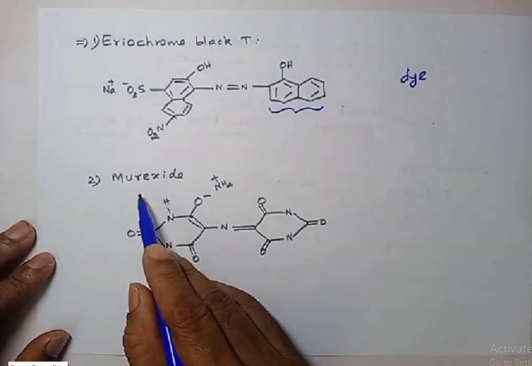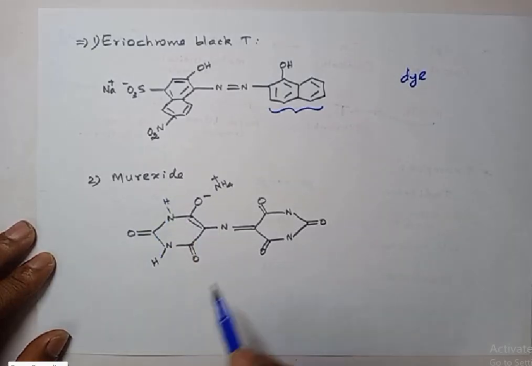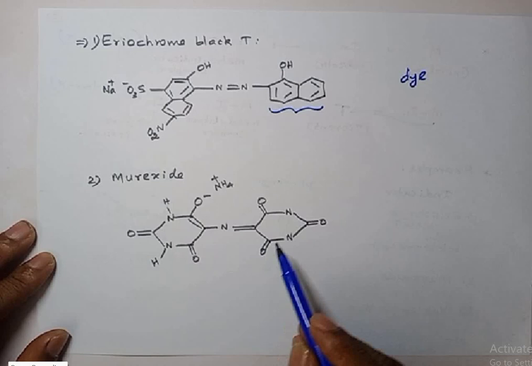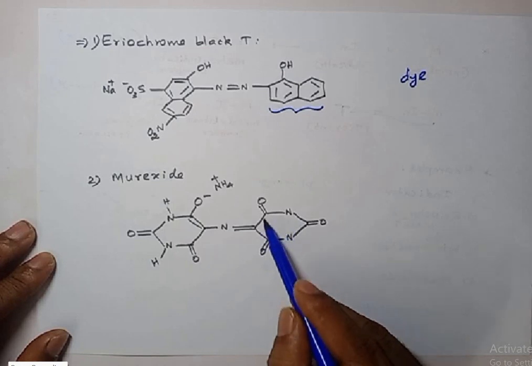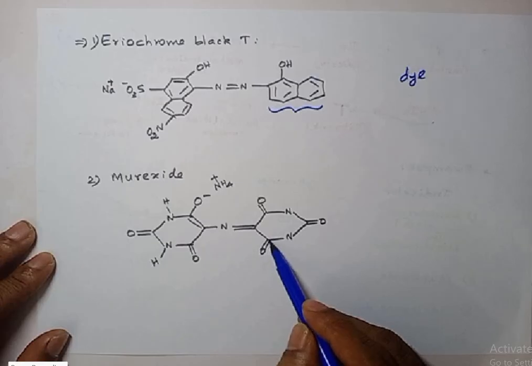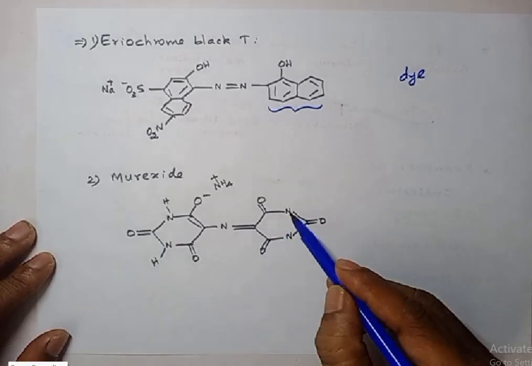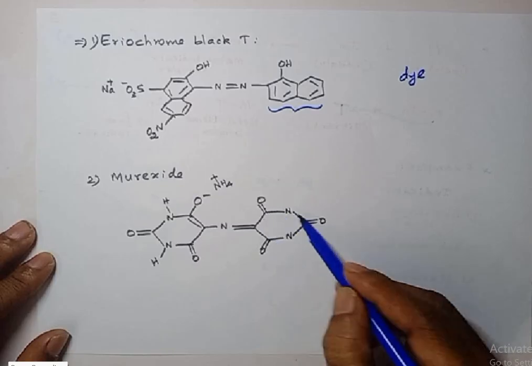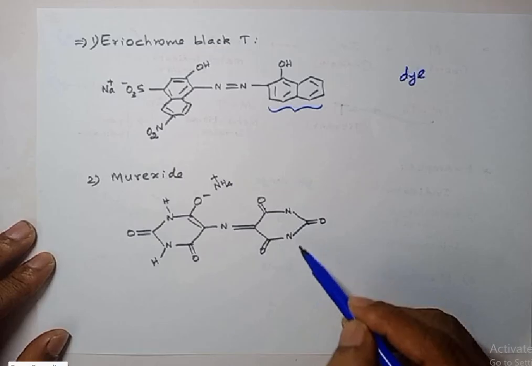Then the second one, murexide. In murexide, we have 2 rings in which we have 3 carbonyl groups in alternate positions, CO, CO, CO, and there are 2 nitrogen atoms in between these 2 and these 2 carbonyl groups.